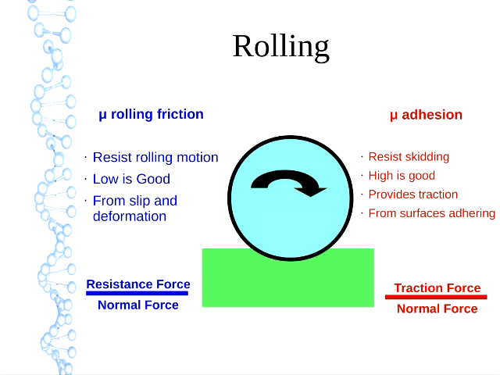The second is the coefficient of adhesion. This is the resistance to skidding. You want a high value, provides traction, and it comes from the surfaces adhering, because in perfect rolling, they wouldn't actually be sliding with each other. Wherever they're in contact, they're just staying stationary.